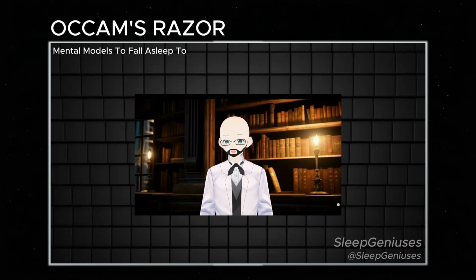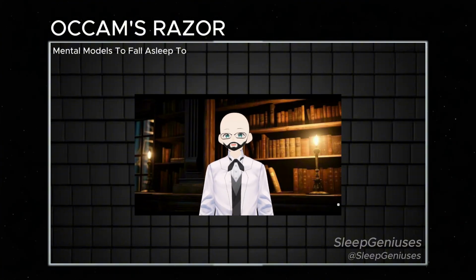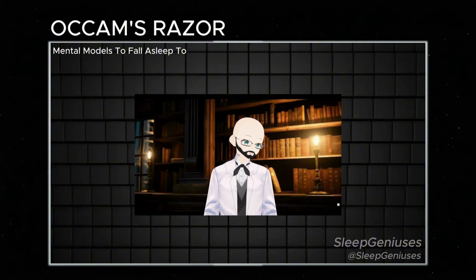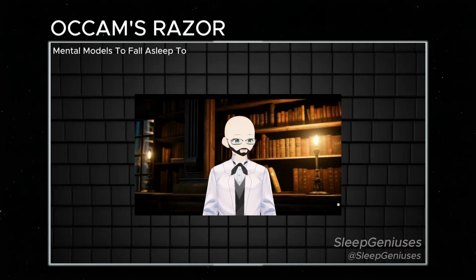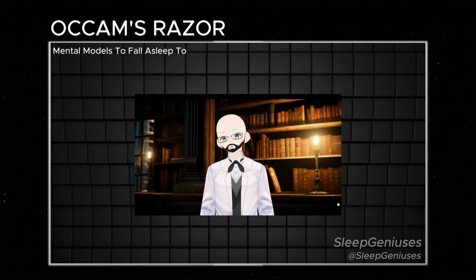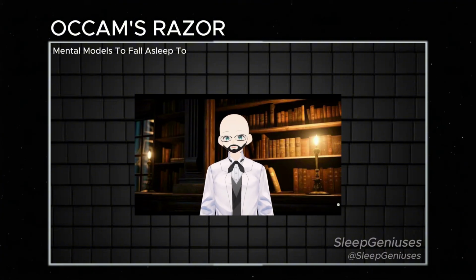For example, when early astronomers studied planetary motion, complex models with epicycles explained orbits. But Newton's laws of gravitation offered a far simpler framework with greater explanatory power. Similarly, in medicine, when a patient presents symptoms, doctors are trained to first look for the most common cause before exploring rare diseases. When you hear hoofbeats, think horses, not zebras.